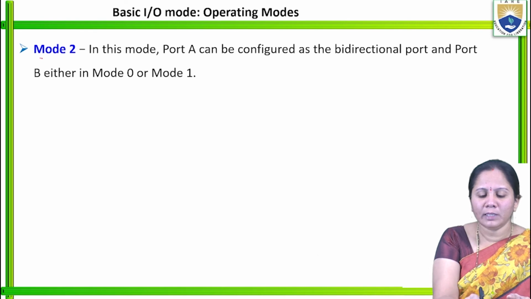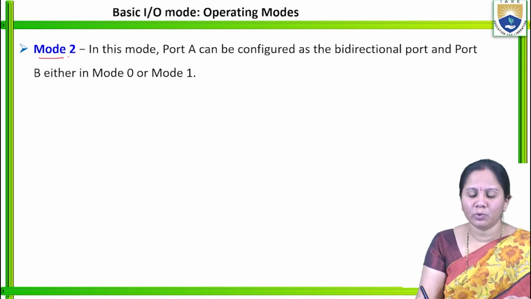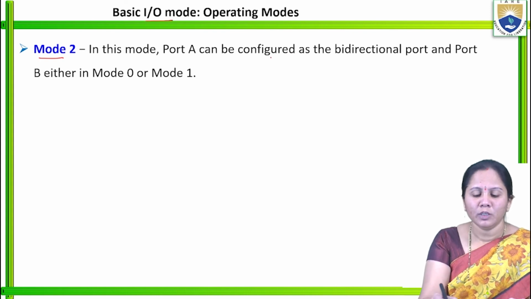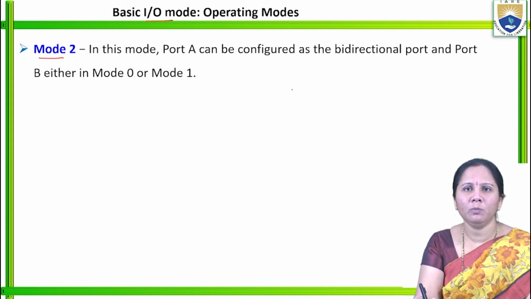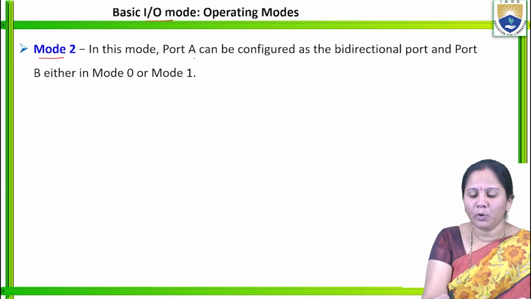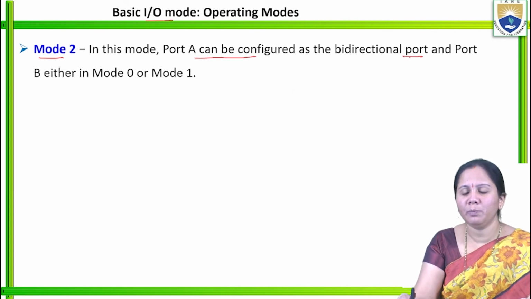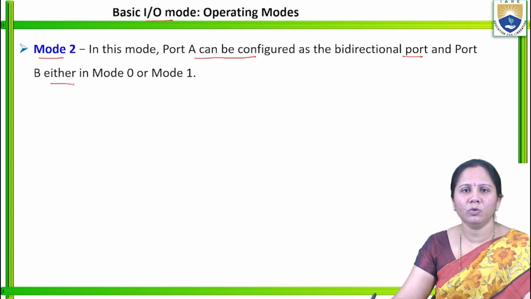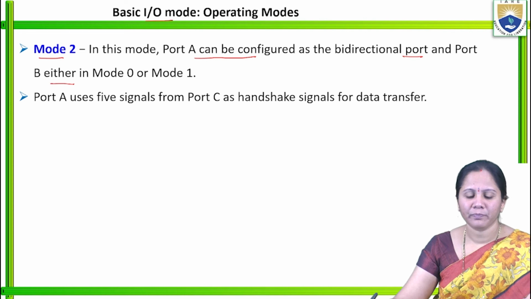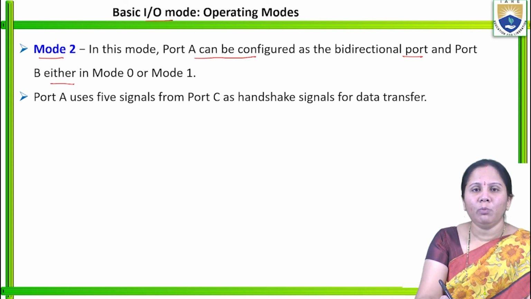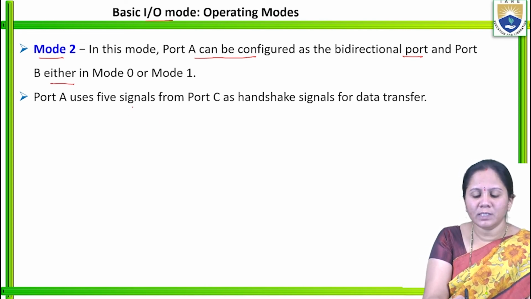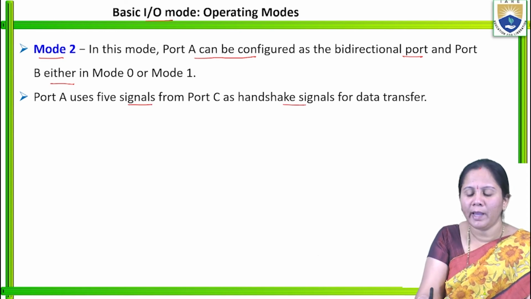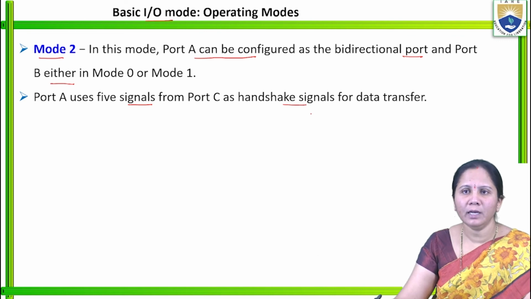Now coming to the other operating mode, mode 2. This is also one of the modes in basic IO mode. When this 8255 is operating in mode 2, port A can be configured as a bidirectional port, and port B in either mode 0 or mode 1. In mode 2, port A uses 5 signals from port C to perform the handshaking signals during data transfer.